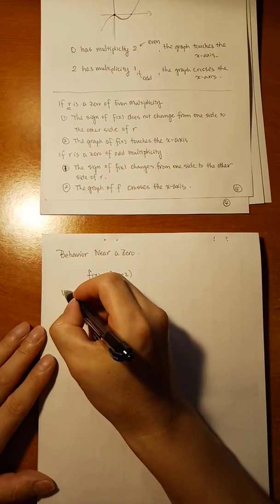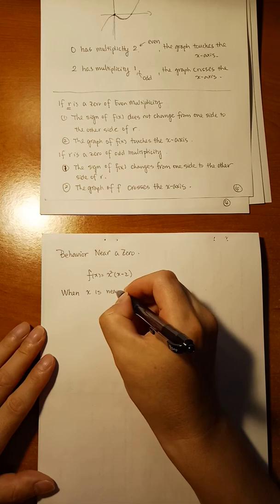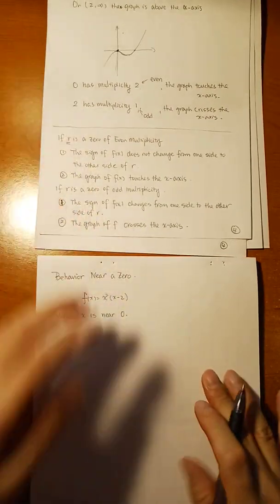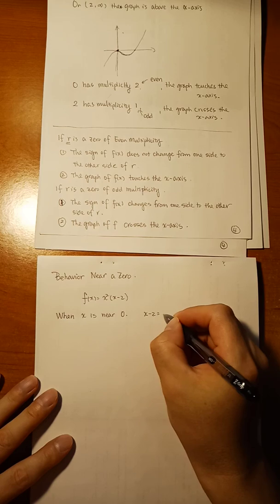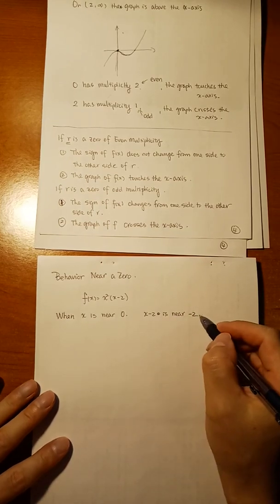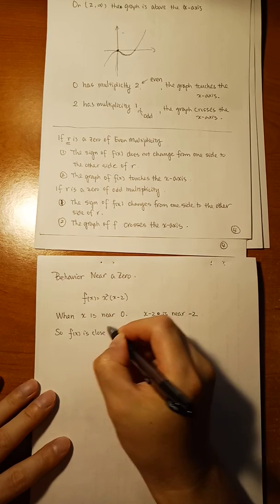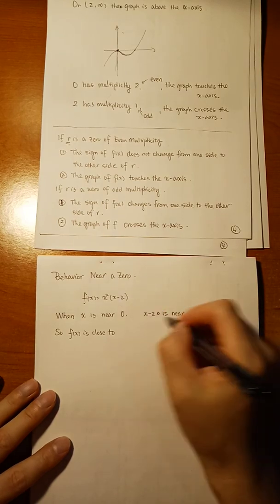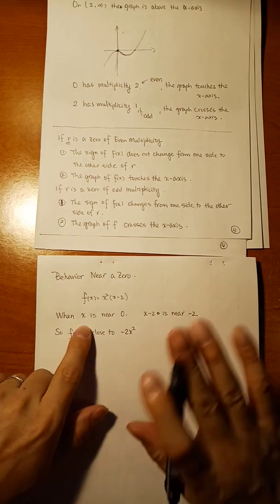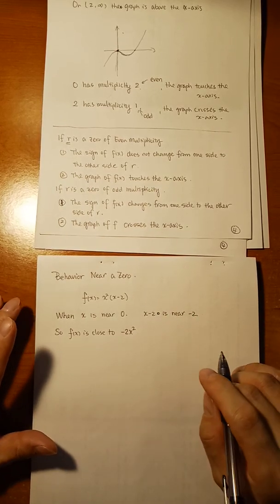So let's talk about the 0 x equal to 0. When x is near 0, this is the first 0, the first 0. When x is near 0, x is close to 0, then x minus 2 is near negative 2. 0 minus 2 is negative 2. So f(x) is close to, we replace x minus 2 by negative 2, negative 2 x squared. The x squared term you don't change. You only change the thing which does not have 0 at this point.